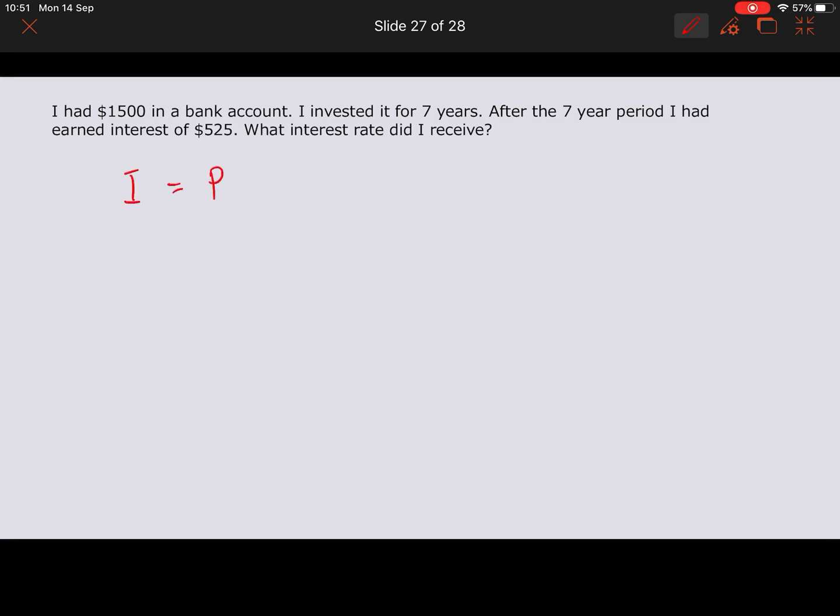Okay, I had $1,500 in a bank account. I invested it for 7 years. After the 7-year period, I had earned interest of $525. What interest rate did I receive? So again, it's that same formula. Once you know the formula, you understand the formula, it's very, very easy. So the interest we earned over that 7-year period was 525. Principal was 1,500. Interest rate is what I want to know, so that's X. And the number of years is 7.